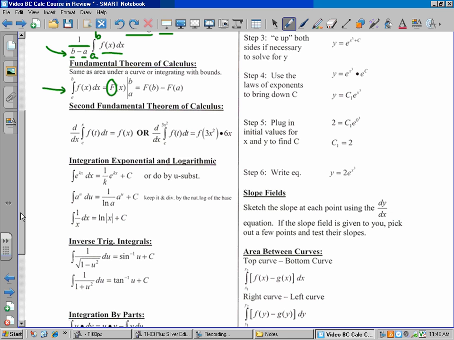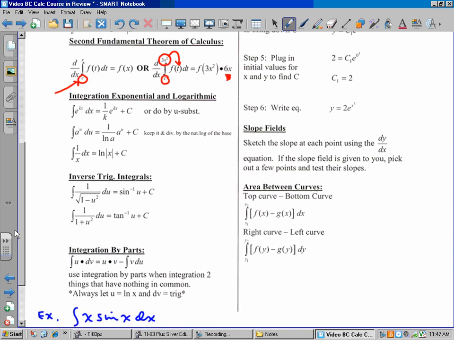All right, if that upper bound was, say, 3x squared, you would plug 3x squared in for t, and then you would multiply by the derivative of 3x squared at the end of the function. For the second fundamental theorem of calculus, these all have to have a constant as the lower bound, or else that wouldn't work. Otherwise you would have to integrate the function, then take the derivative of the function, plug in the bounds, and subtract.